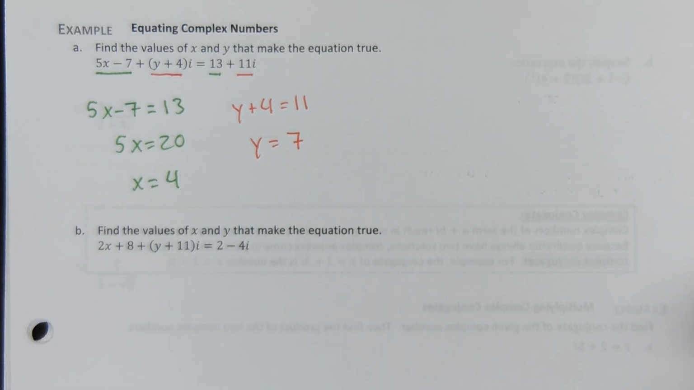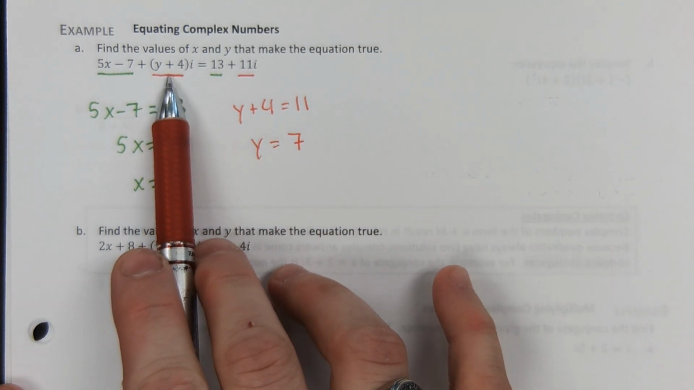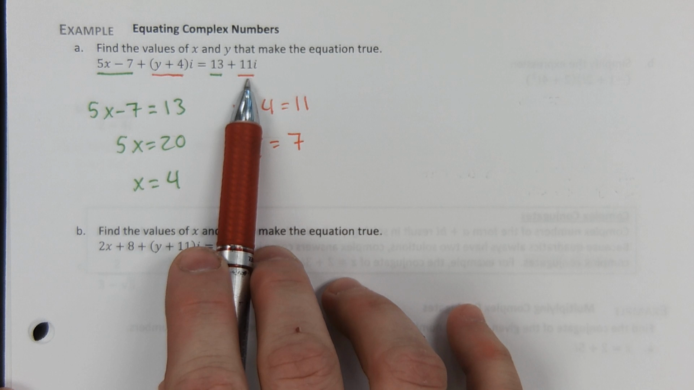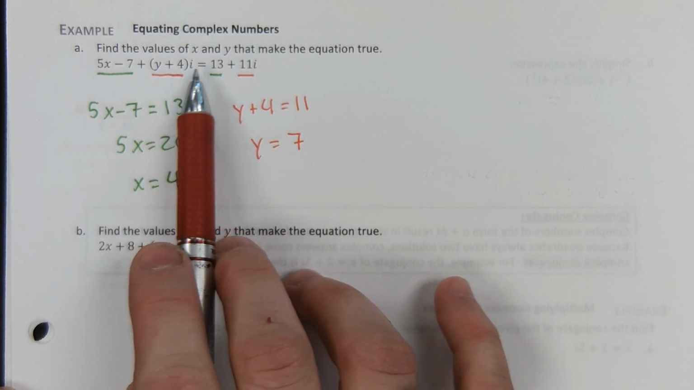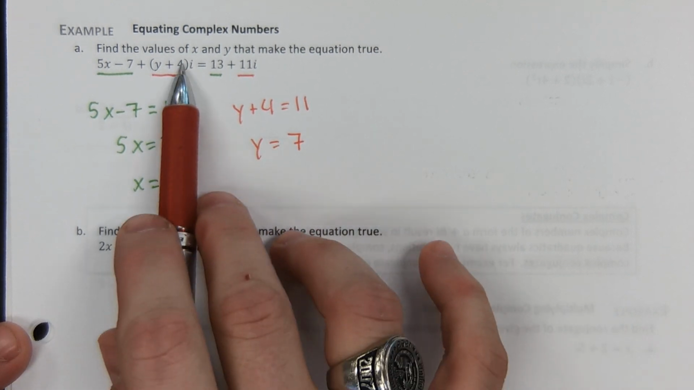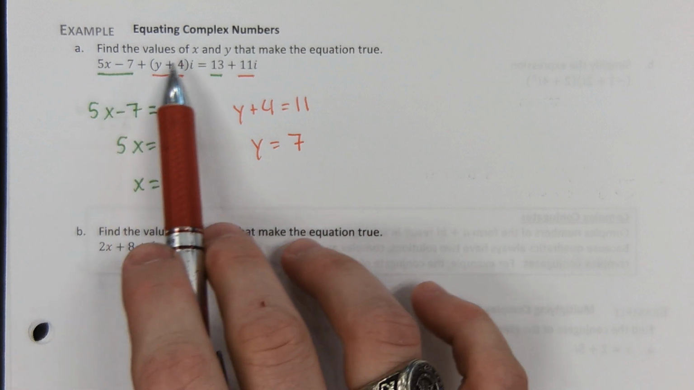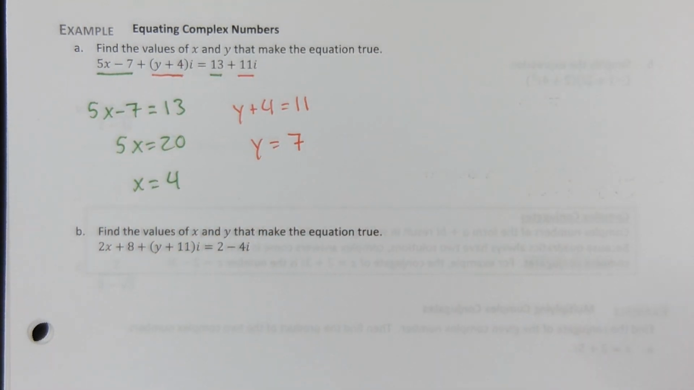Now before someone asks, I didn't do anything with i, I didn't get rid of i. What I said was, if I want this imaginary component to match this imaginary component, I need the coefficients to match. So y plus 4 had better be the same as 11. I didn't get rid of i, nothing happened to i. All I'm saying is if x is 4 and y is 7, this left-hand side will say 13 plus 11i. That's it. Okay? Not bad, right? For that one, it just says find x and y that make this equation true. There it is. Now it's true.